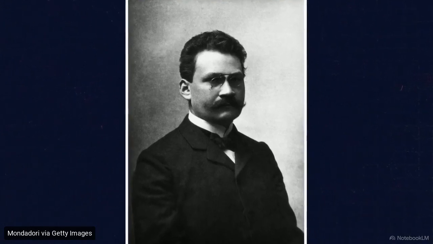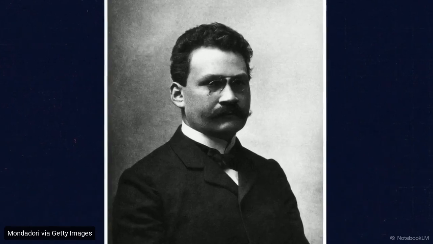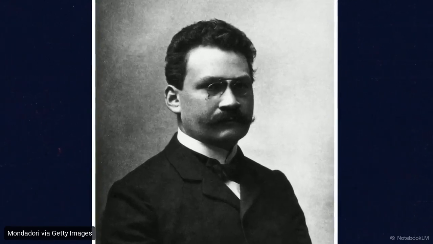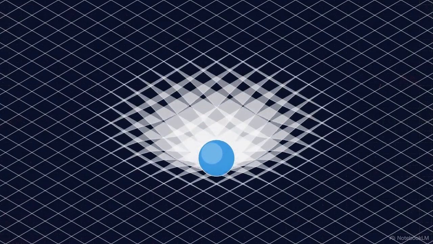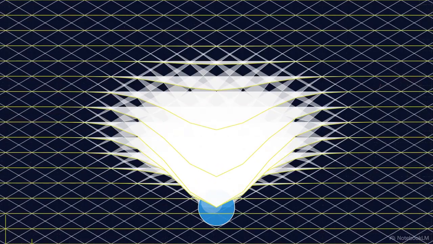In 1908, mathematician Hermann Minkowski proposed that space and time were not separate independent entities. He suggested they were inextricably linked. Albert Einstein adopted this framework to complete his theory of general relativity. He realized that the mathematical laws governing four-dimensional geometry were the only way to accurately describe gravity. This is the space-time continuum.